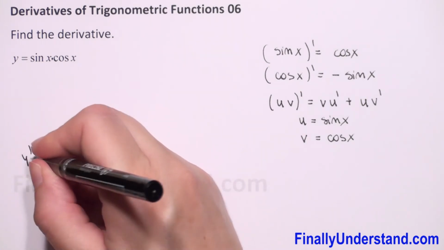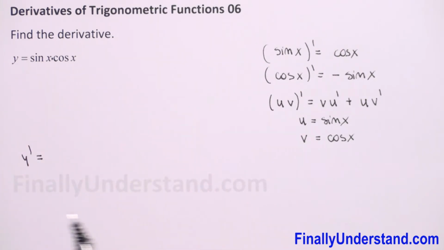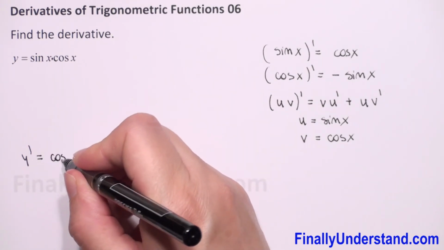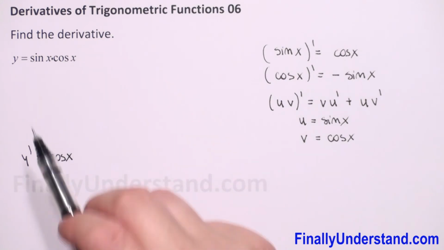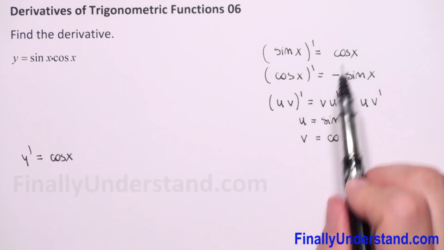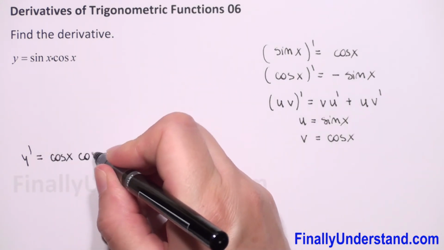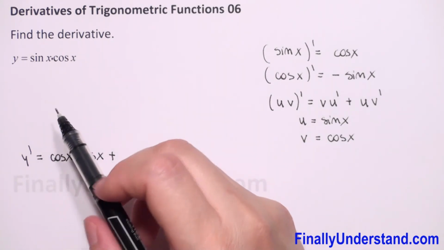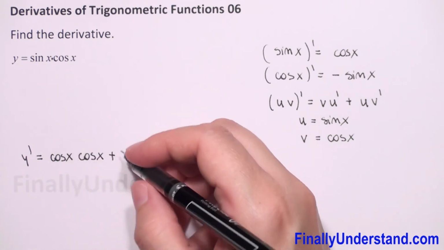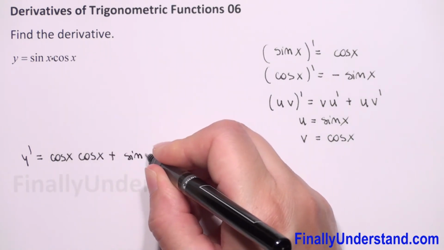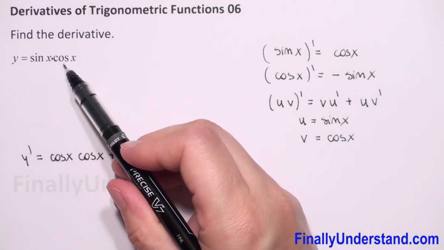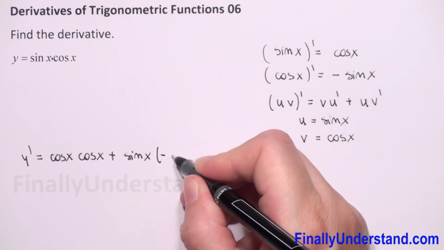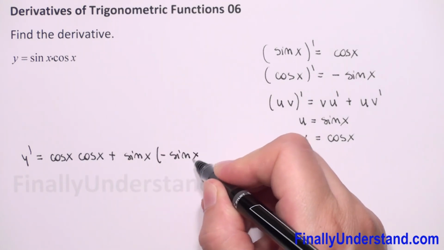So y prime is equal to, first we have to just copy our second function, so we have cosine of x times the derivative of sine, which is cosine, so it will be times cosine of x, plus, and now we have to copy the first function, so we have sine of x times the derivative of cosine, which is negative sine of x. So we have negative sine of x.